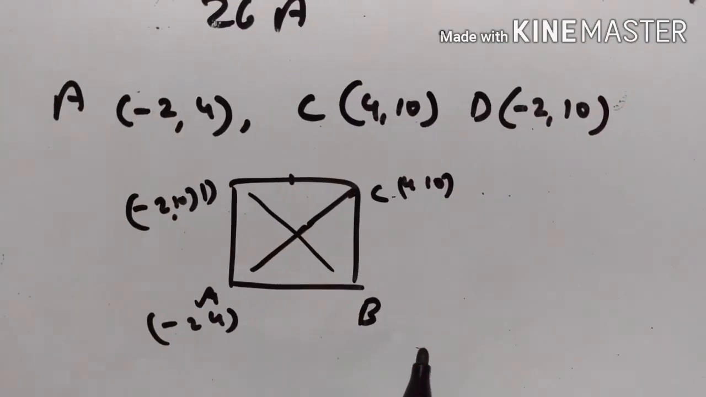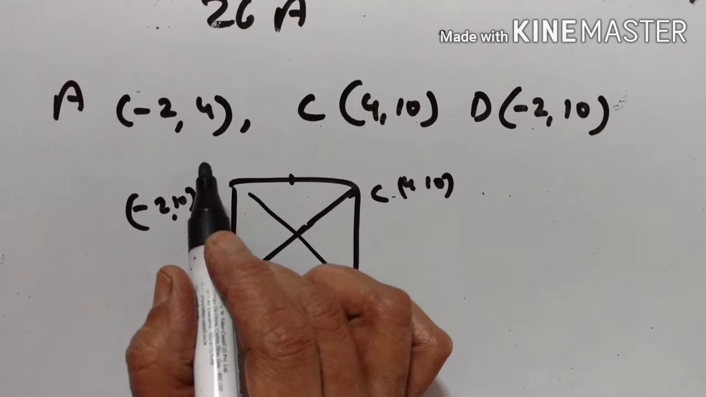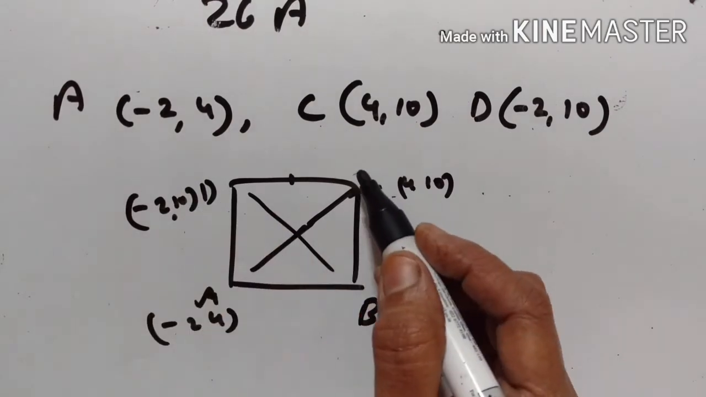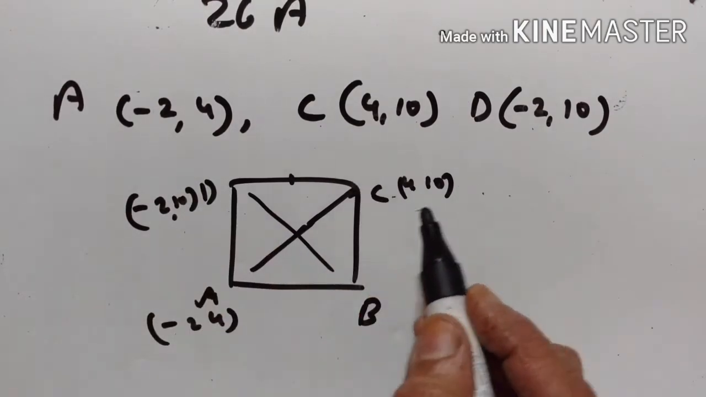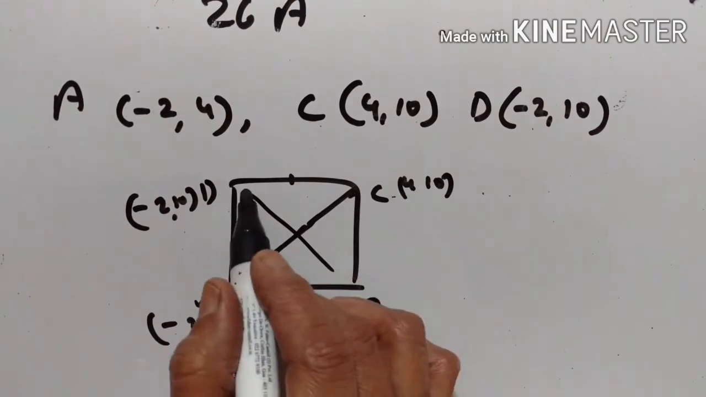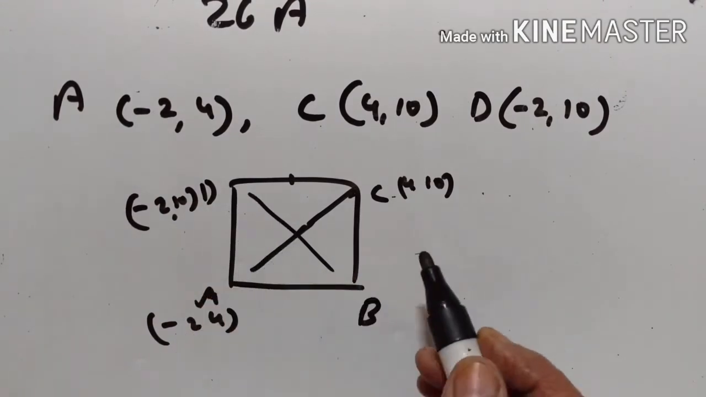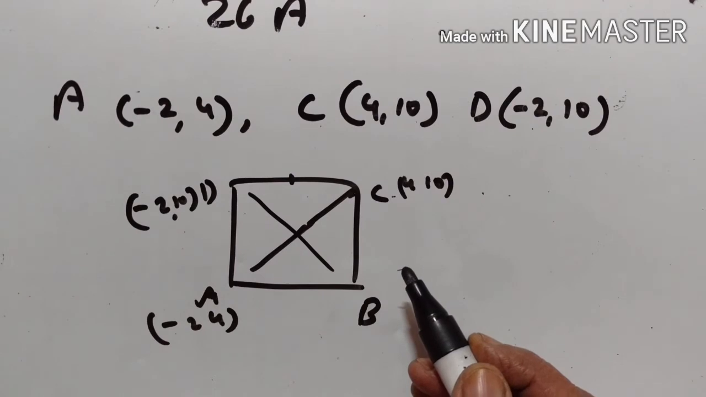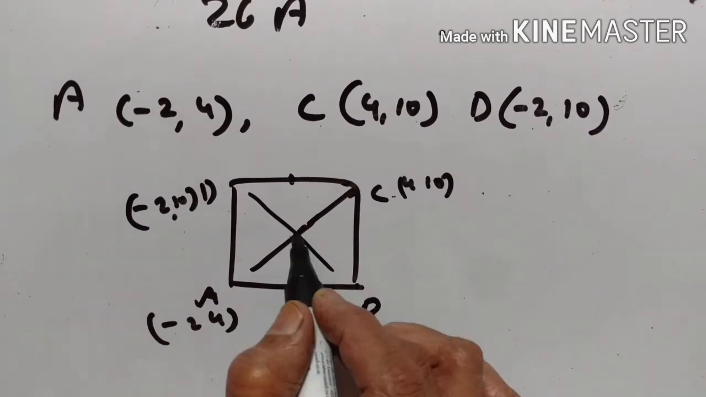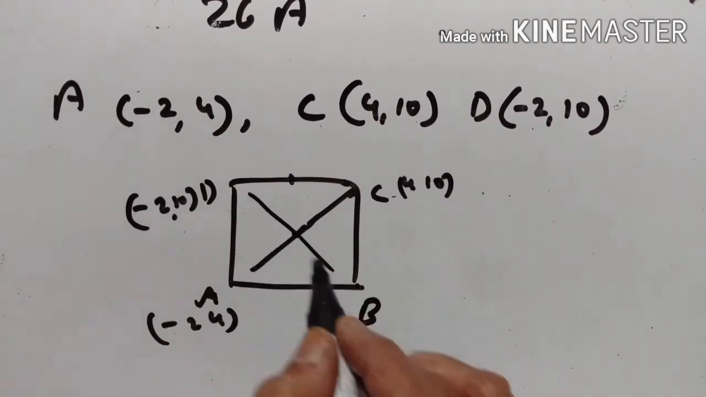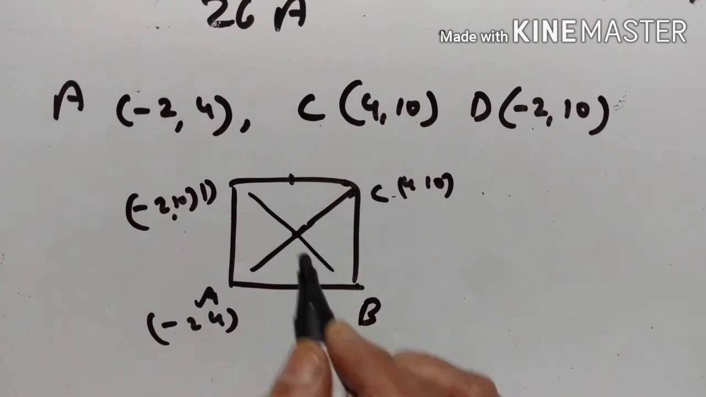Ninth problem. A minus 2, 4, C 4, 10, D minus 2, 10 are the vertices of a square ABCD. We have to use the graphical method to find the coordinates of the fourth vertex B and the point of intersection of the diagonals, this point.